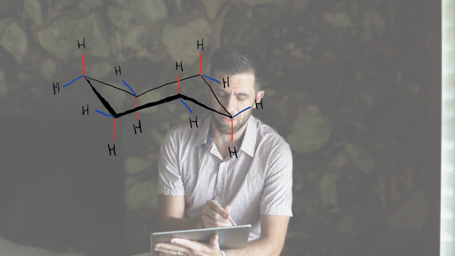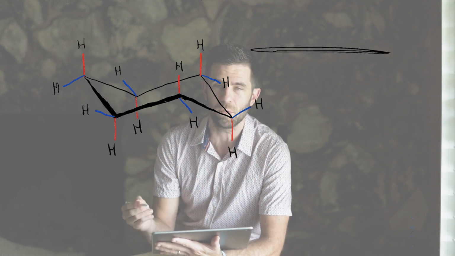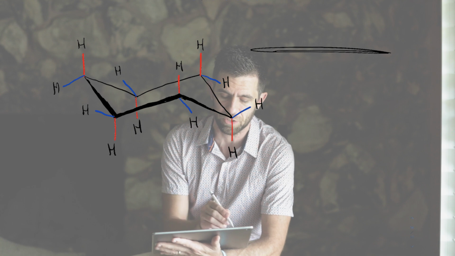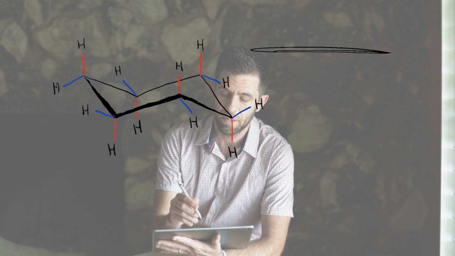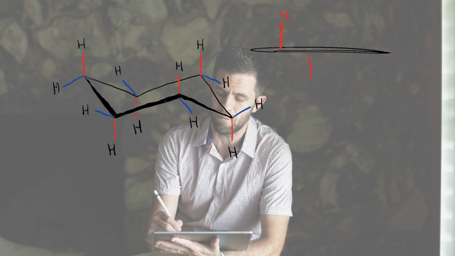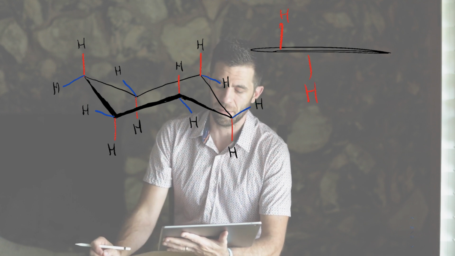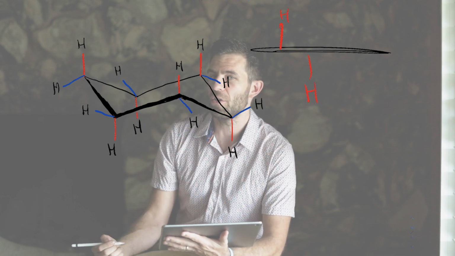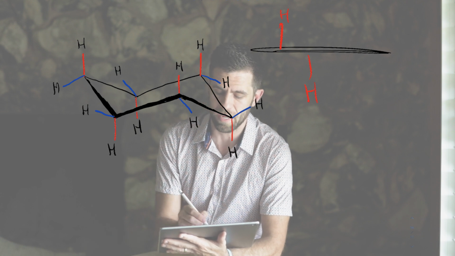So if you imagine this cyclohexane as a flat thing, which it really isn't, but if you imagine it as this flat space, we have these hydrogens coming up and down from it. You have these hydrogens coming up and down from it, and then you have these other hydrogens that are coming out from it.